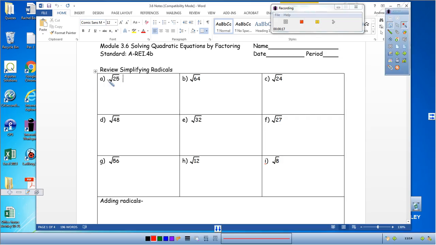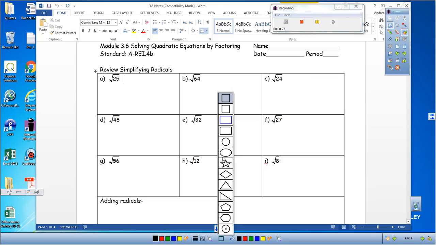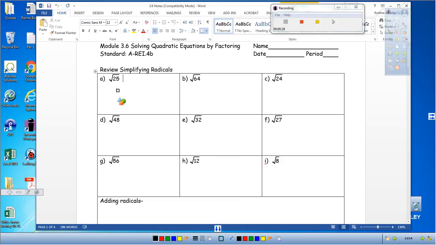So can someone raise their hand and tell me what the square root of 25 is? Yep, 5. Because remember, all this is finding the area. I'm giving you the area of a square, which is 25, and I'm asking you for the length and the width to make it a perfect square. So 5 times 5 will give me the 25. So the square root of 25 is 5. Any questions over that?